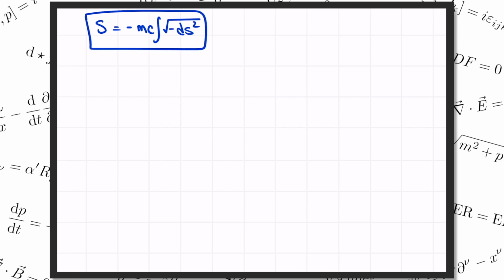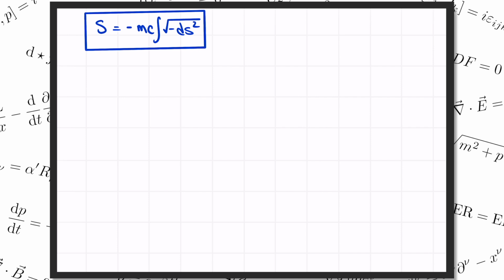This is the action for a free particle in special relativity. In fact, it's also the appropriate action in general relativity, Einstein's theory of gravity, except that in that case, the Minkowski metric of flat spacetime is replaced by the curved metric of a spacetime that's been warped by the presence of a massive object like a star. I hope to tell you a little bit more about that in a future video. In either case, the action is just about as simple as it could be. It just measures the length of the particle's world line through space-time, and so the particle follows the path that extremizes this length.